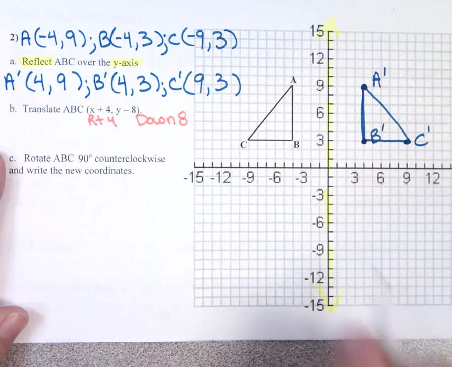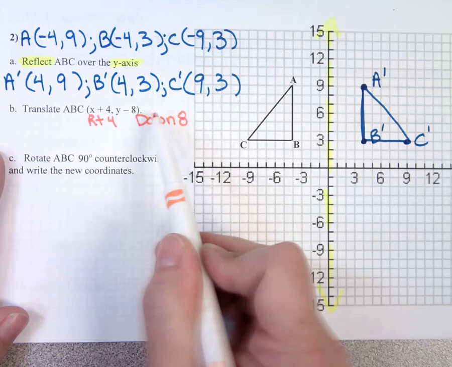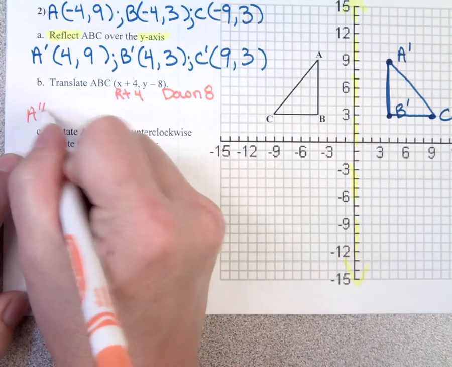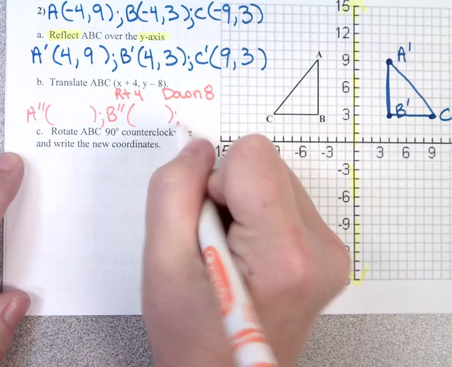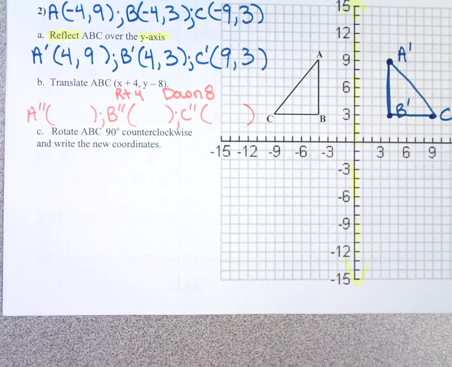Okay, so I want you guys to take a moment, take your A, your B, your C, take it right 4, take it down 8, and then figure out what your new A is, A double prime. Figure out what your new B is, B double prime. And figure out what your new C is, C double prime. And then I'll call on some people to help me out with that.